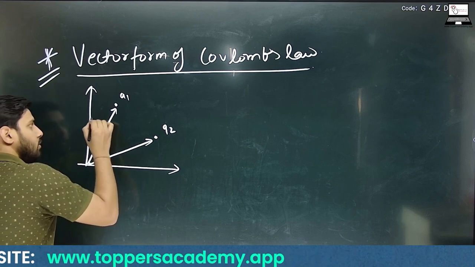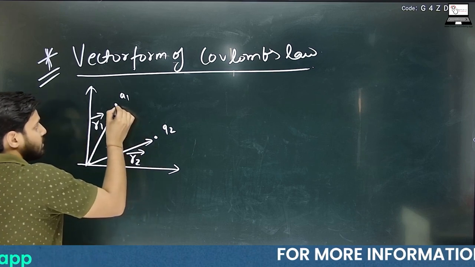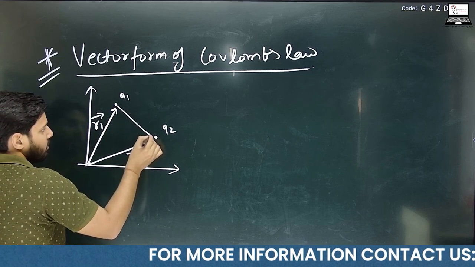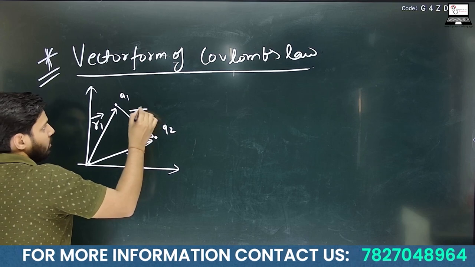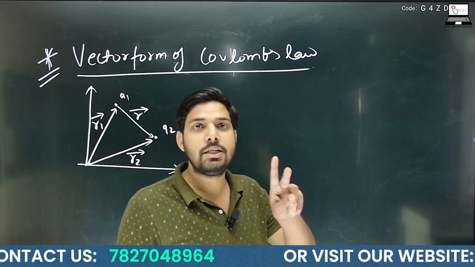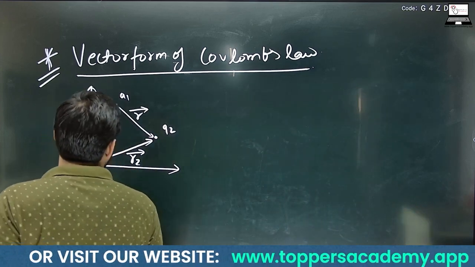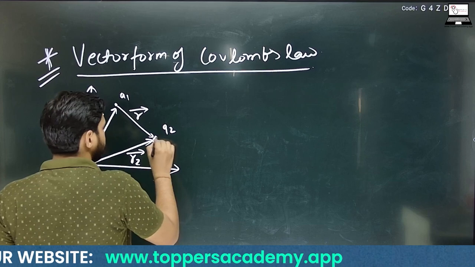So this is R1 vector, this is R2 vector, and this is R vector. What is this R vector? The vector representation of the difference of these two charges. Clear? I think you made it. All right.